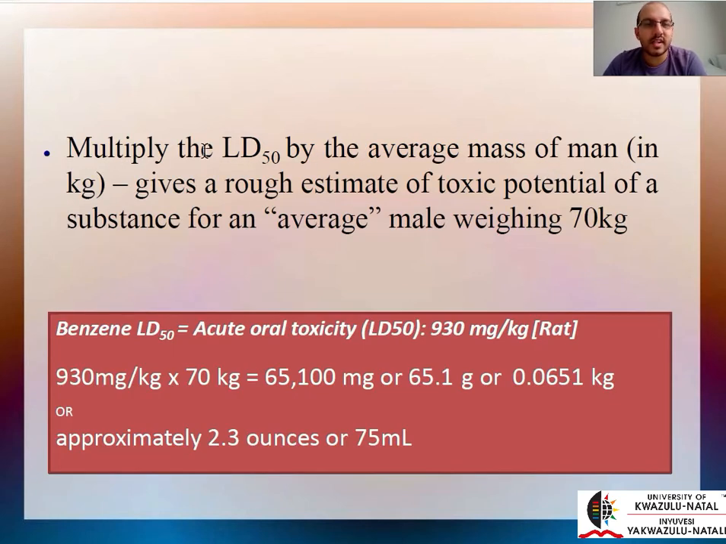Now how do we convert LD50 into something a bit more meaningful? Remember that typically our studies are done using smaller mammals such as rats or rabbits. Now your LD50 gives a rough estimate of the toxic potential of a substance for an average male weighing 70 kg. So let's say, for example, if we have a benzene LD50, and we found that the LD50 is equal to 930 milligrams per kg of rats.